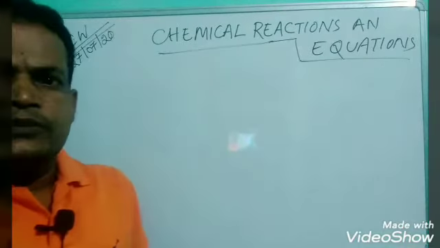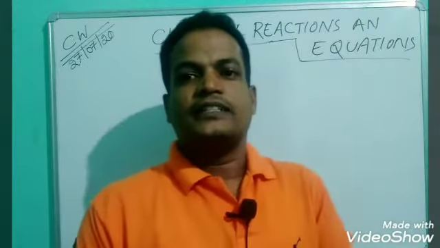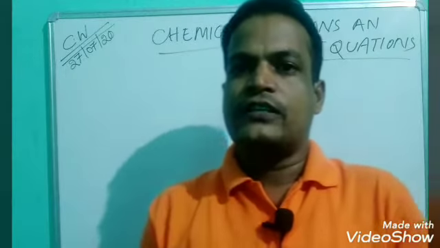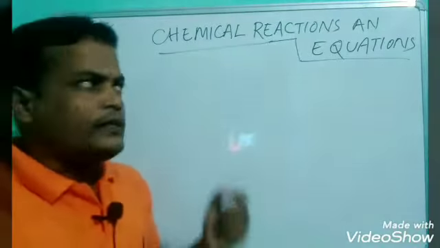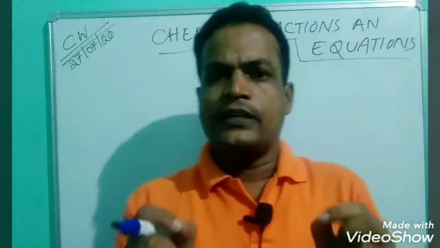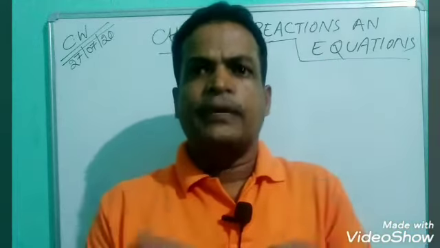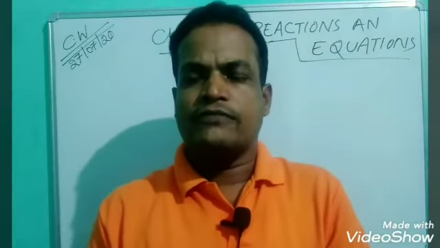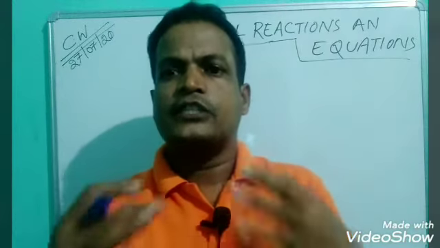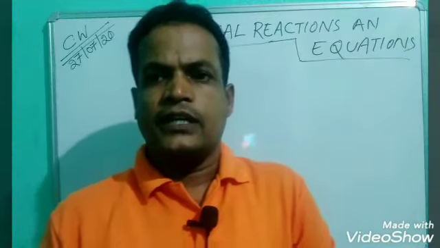Good evening friends. Today we are going to discuss chemical reactions and equations, the first chapter of class 10 chemistry. Let us say, children, we know that chemical reactions are chemical combinations of two or more substances which produce certain new substances having new characteristic features.